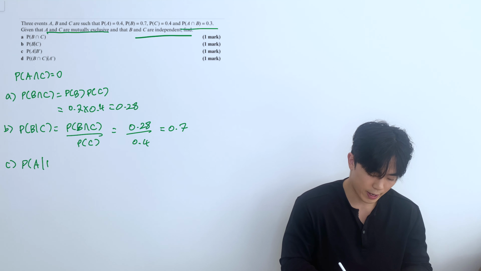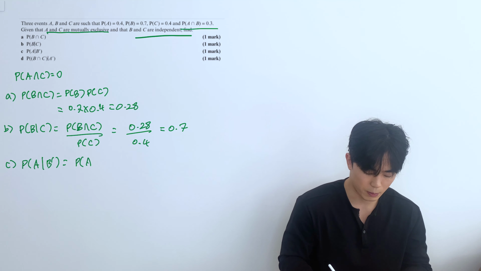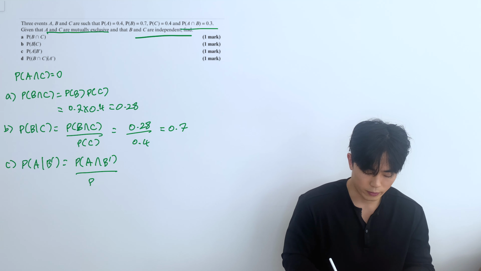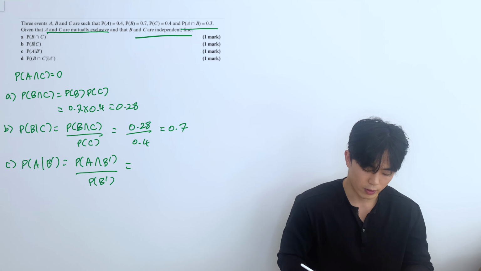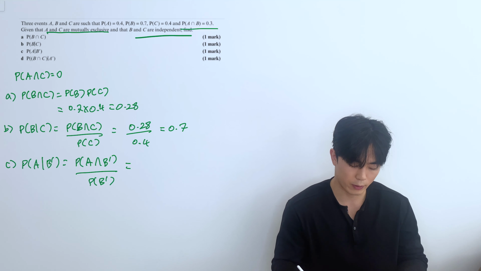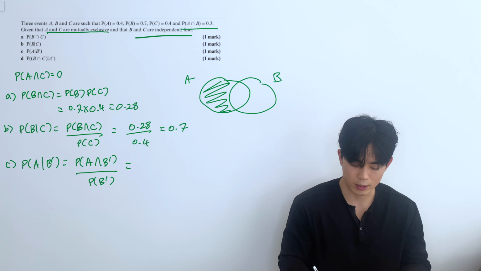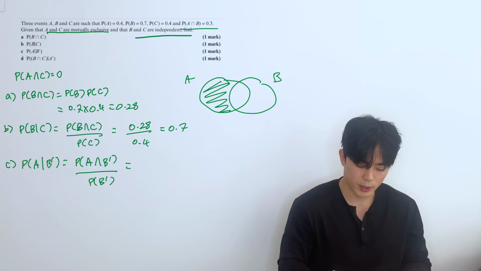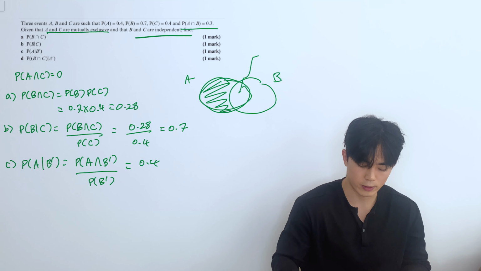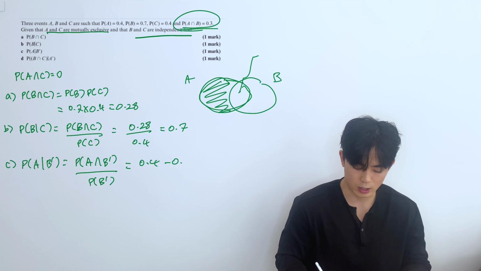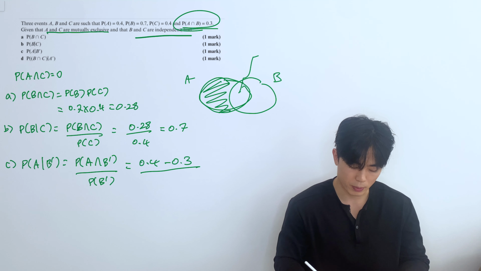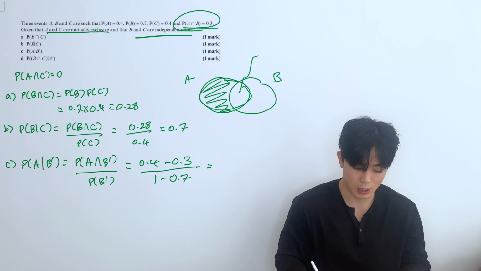Part C, probability of A given not B. So just write in order. This is going to be the probability of A and not B over the probability of not B. Right, A and not B, how do you work out? Well, if you were to once again draw this Venn diagram here, of A and B, A and not B will represent this section here. We know already that probability of A is 0.4, so this whole section is going to be 0.4, right? So it's going to be 0.4 minus the intersection point here, which we're given as 0.3, so minus 0.3, over probability of not B, so that's going to be 1 minus probability of B, so 1 minus 0.7, and we should get a value of a third.